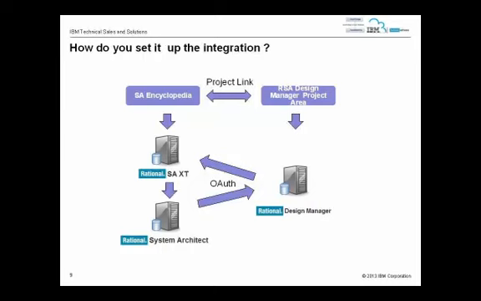Once you've set up those two integrations, you go into System Architect and make it friends with Design Manager, and likewise you go into Design Manager and make it friends with System Architect. What you can then do is start to link at a project level. So you say that a particular encyclopedia in System Architect is linked to a particular project area inside Design Manager, and that can be a many-to-many link.